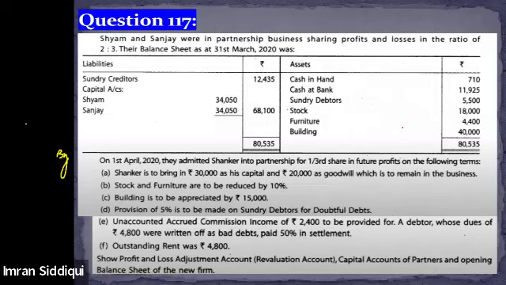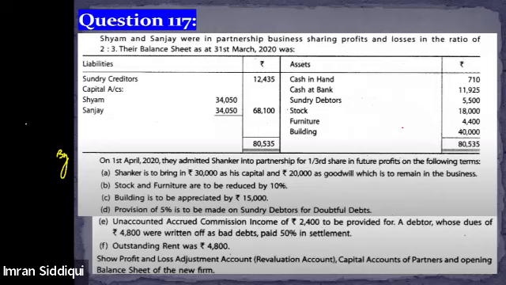Unaccounted accrued commission income of rupees 2,400 is to be provided for. A debtor whose dues of rupees 4,800 were written off as bad debt paid 50% in settlement. Item F is outstanding rent of 4,800, so outstanding rent is a liability. I think every point in the question is easy except point E. I just want you to try this question once, excluding point E.